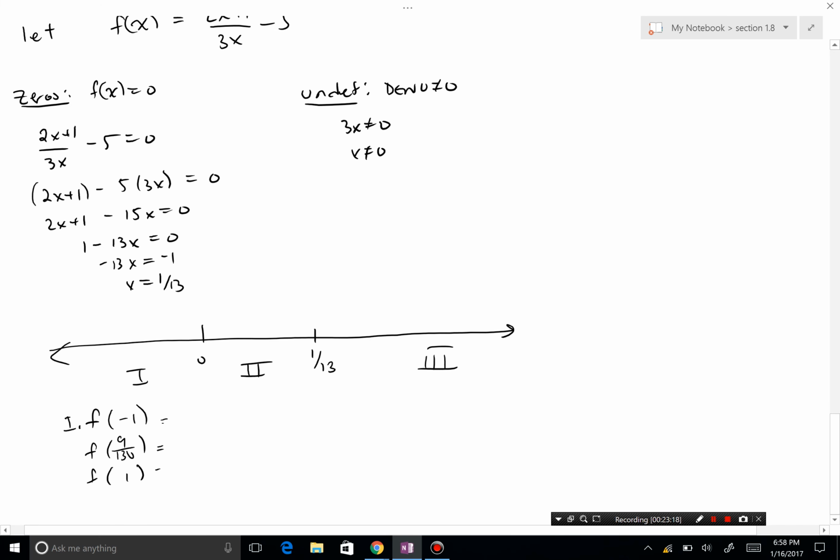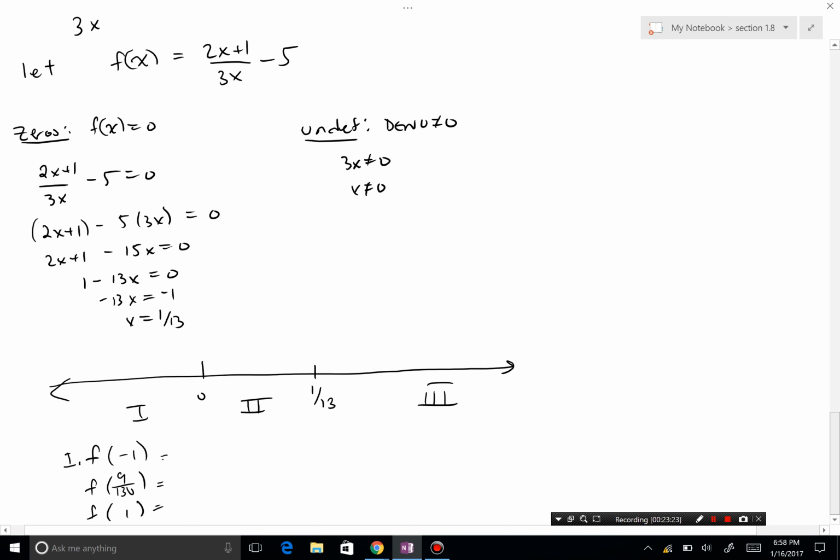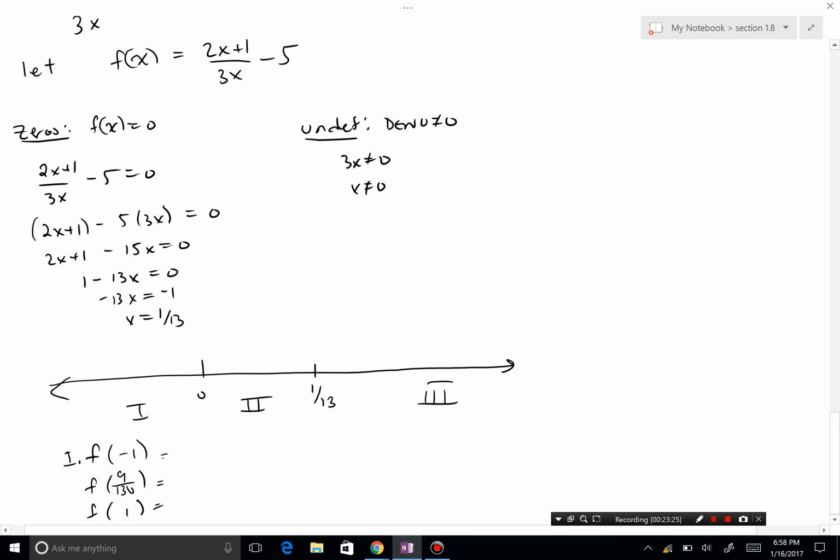But I'll tell you what the signs are going to be. When you plug in a negative number into my function, let me go back up to my function. Plug in -1, what do you get here? -1, it's 1/3 minus 5, which is going to be a negative number. So this is negative. I can guarantee you that's going to be positive. It's going to be negative. Why? Because I know mathematics, some cool stuff in the future. This is your undefined, and this is your zeros.